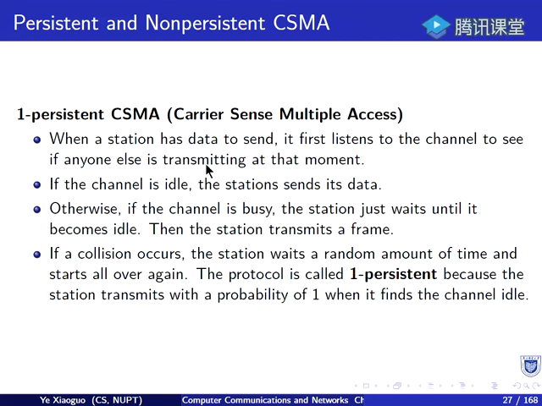And the first type is 1-persistent. Here, one is the probability. Persistent means: how does the station deal with it when the channel is busy? Wait or stop carrying? So when a station has data to send, it first listens to the channel to see if anyone else is transmitting at that moment. That means carrier sense. When a station has data to send, it first listens to the channel to see if anyone else is transmitting at that moment.